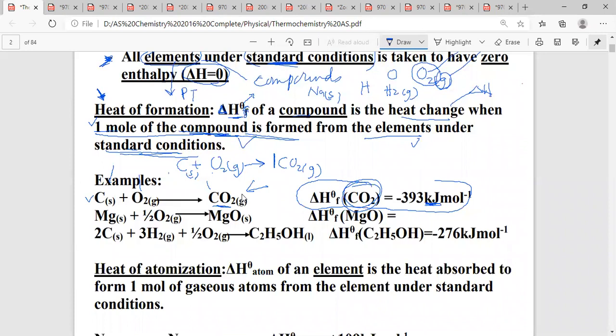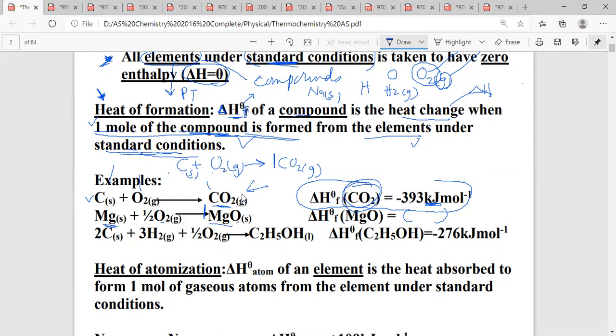Now the formation of MgO. I don't know what the value is, but I can find out myself. So I put MgO first: 1 mole, solid. Then O2 gas. I must put a half to balance it, because there's only 1 here.